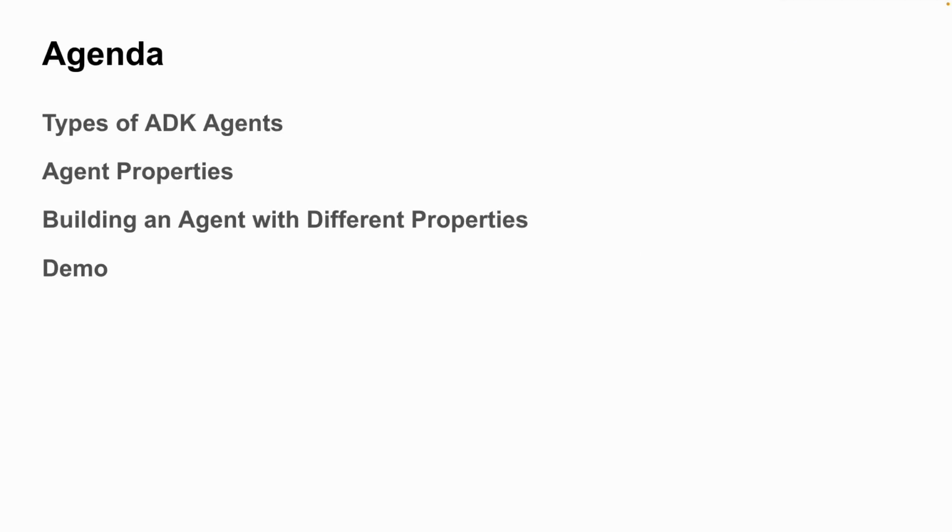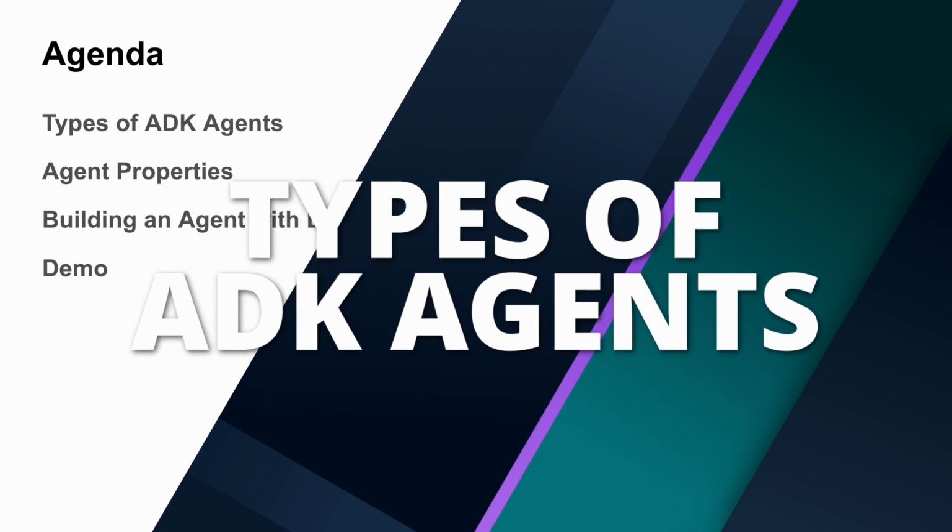Now, coming back to the current episode, we'll be discussing the different types of ADK agents, the different agent properties, that is, the building blocks of an ADK agent, and building an agent with those properties. Finally, we'll see a demo and run that agent with all the properties that we have discussed in the current episode. This episode is going to be lengthy, but you will be learning a lot of interesting topics that are not covered in any other videos on YouTube.